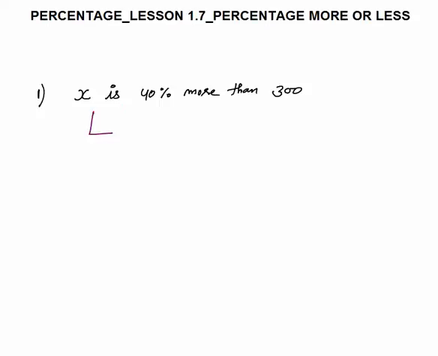Now either you can solve like this: x is equal to 300 plus 40% of 300. You must be able to solve this without much writing. Now 300 will be as it is. Now what would be 40% of 300? 10% of 300 would be 30. 40% would be 4 times, that is 120. So 300 plus 120, answer would be 420. This is a simple straight way to solve this question.